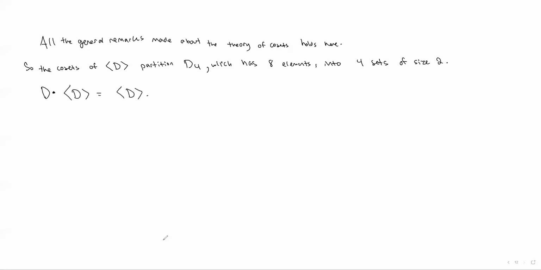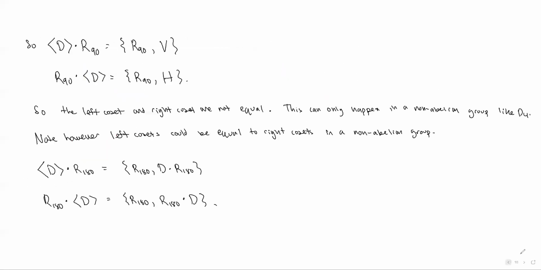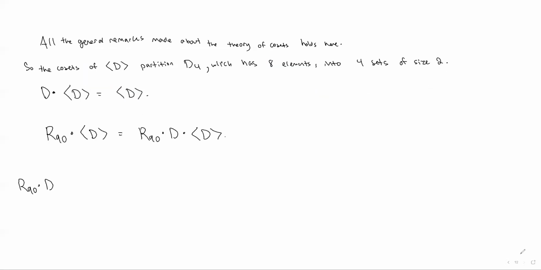Also, two elements that differ by an element of the subgroup generate the same coset. So what's an example? R90 times D is the same thing as, and what's R90 times D? We already found it, so I'll just go back. It's H. So I'll rewrite this actually. R90 times D is the same thing as H times D, because H equals R90 times the actual element D, not the subgroup generated by D.